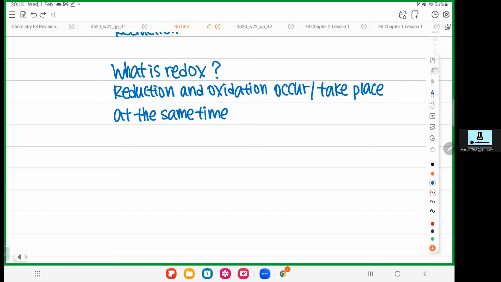Then some students might ask, Mr. Martin, can we write oxidation first, then only reduction? Can we write oxidation and reduction happen at the same time, with oxidation in front? Can or cannot? Can. The sequence doesn't matter. It doesn't matter whether you write oxidation first or reduction first. Most importantly, you write it. So that's the first thing we learned today.